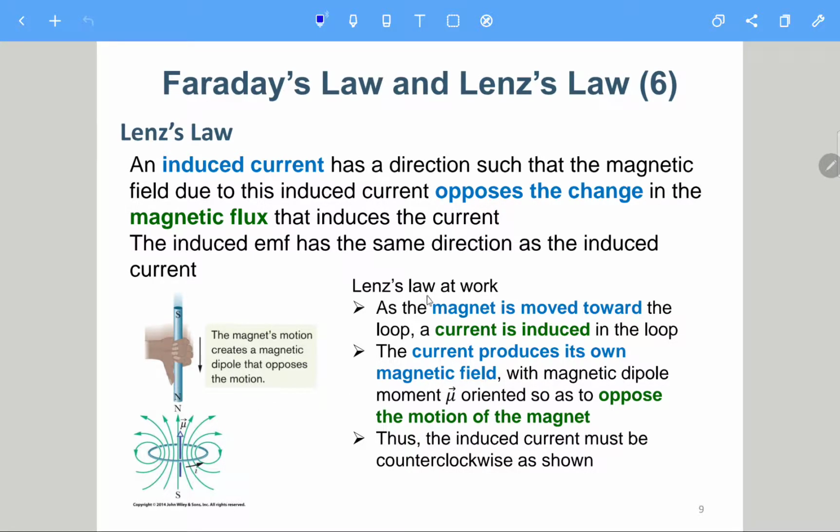So here is Lenz's law at work. As the magnet is moved toward the loop, a current is induced in the loop. The current produces its own magnetic field.